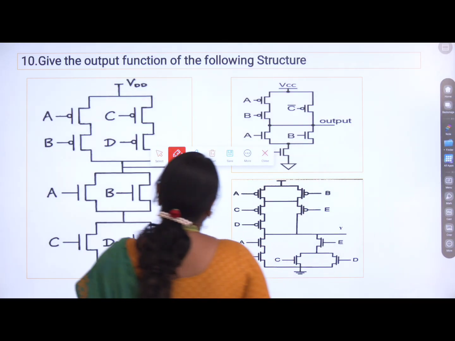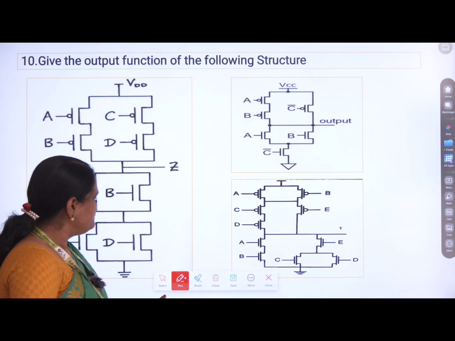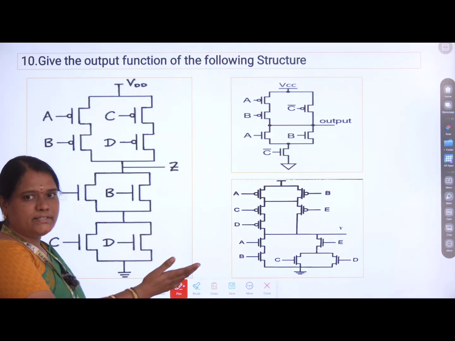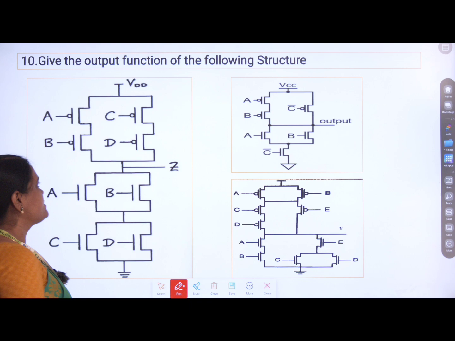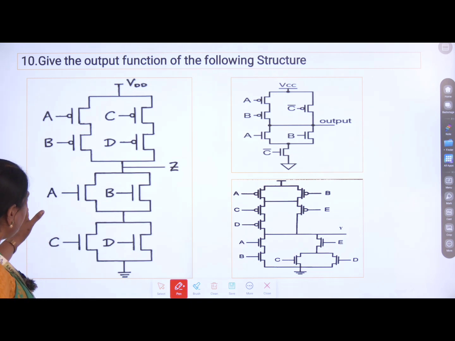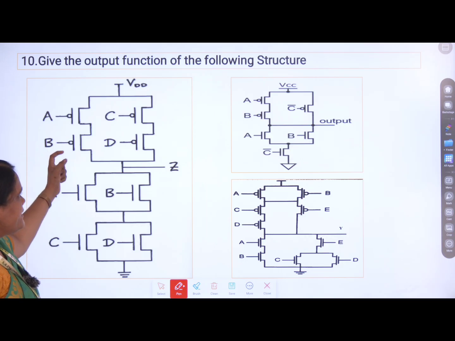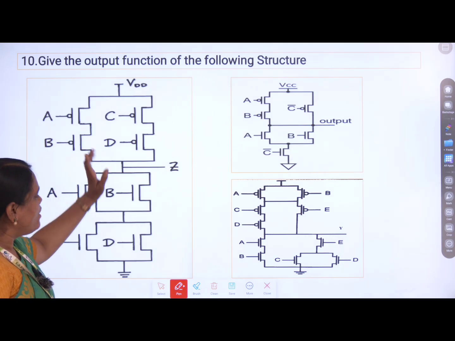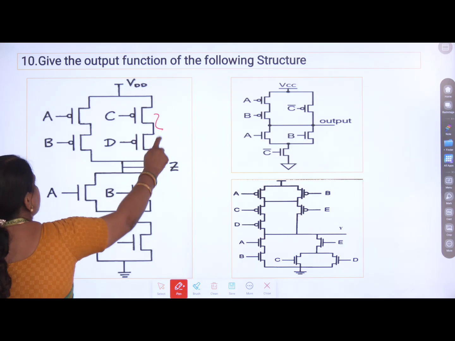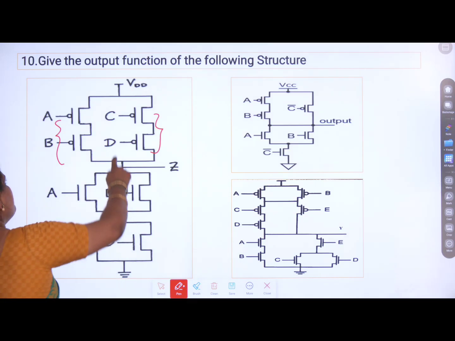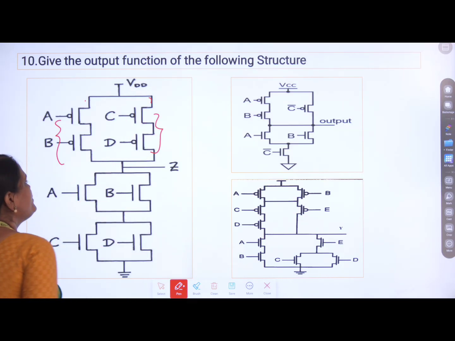So here also three different structures are given. The output of these three structures can be computed. Let me explain this structure first. Here A and B are connected in series, C and D are connected in series. So these two PMOS transistors are connected in series, but these two are parallel to each other.